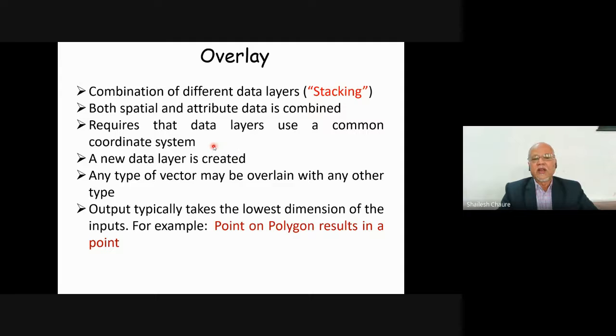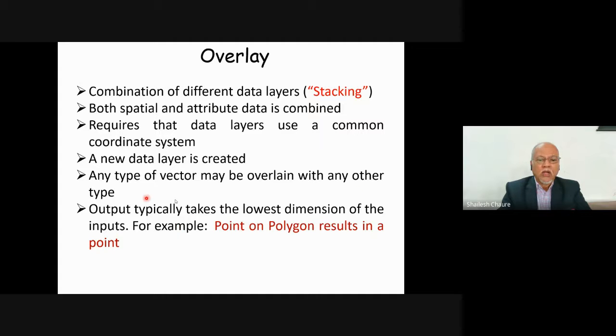A new data layer is created. Any type of vector may be overlain with any other type. Say, you need not bother whether you will overlay a polygon with a polygon, line with a polygon, or point with a point. Anything can be overlaid with anything.